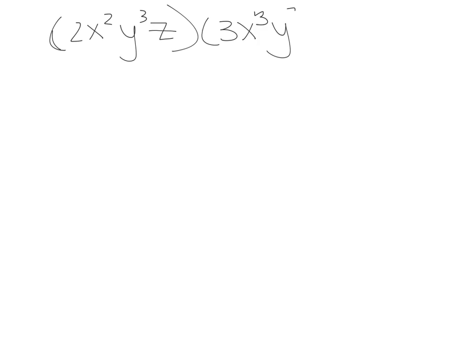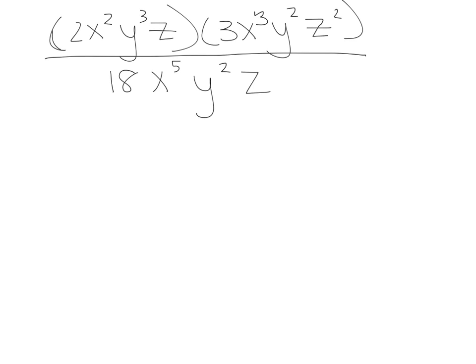So let's make this a little bit more interesting. 2x squared y cubed z over 3x cubed y squared z squared all over 18x to the 5th y squared z to the 6th. Oh boy, that's a mess.